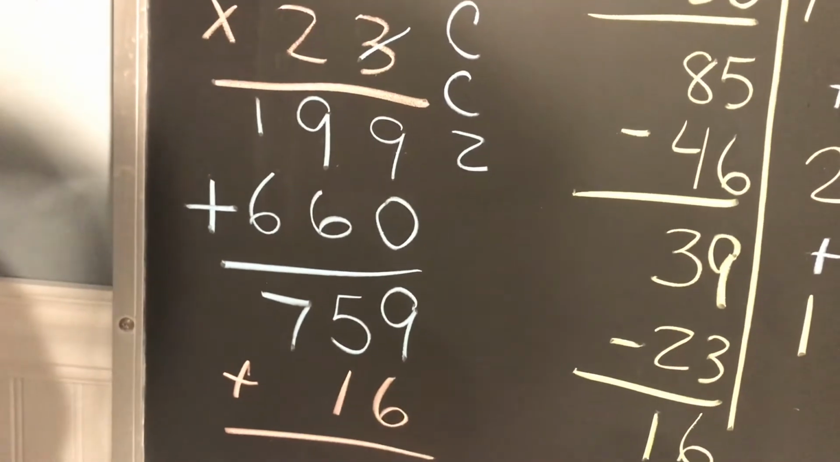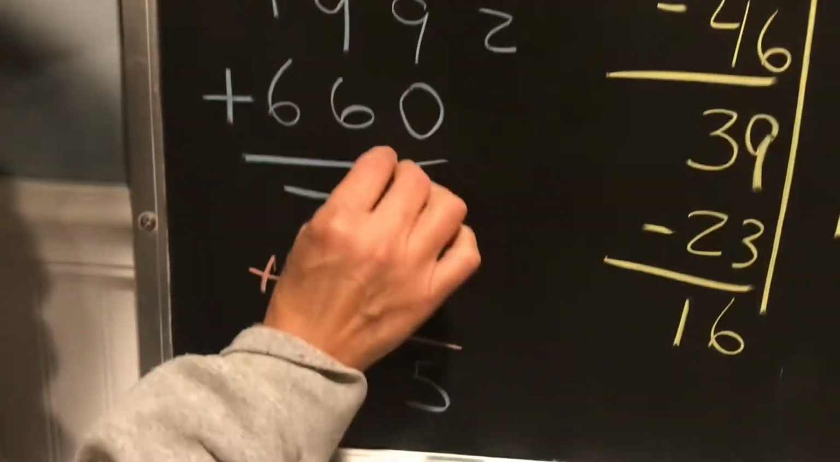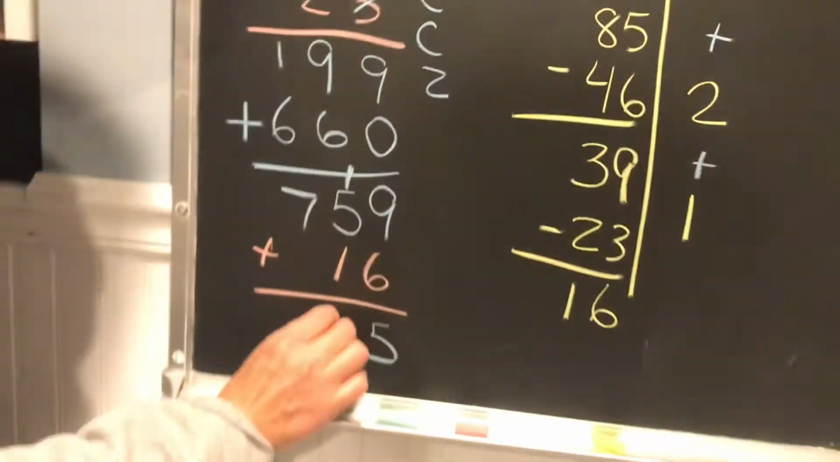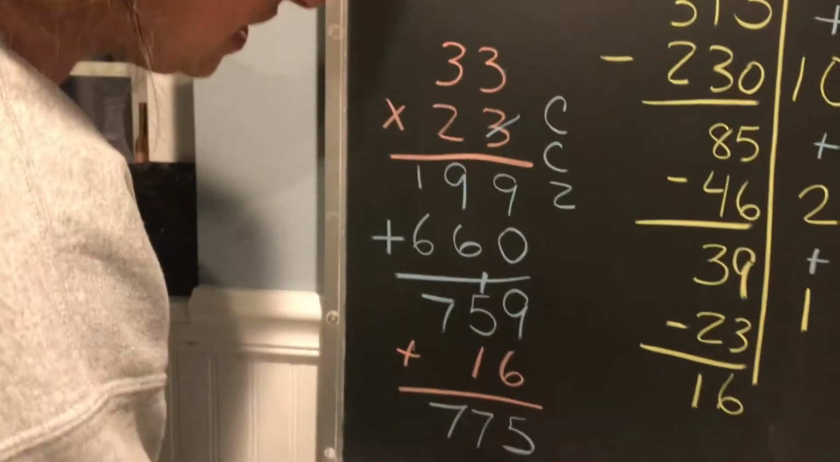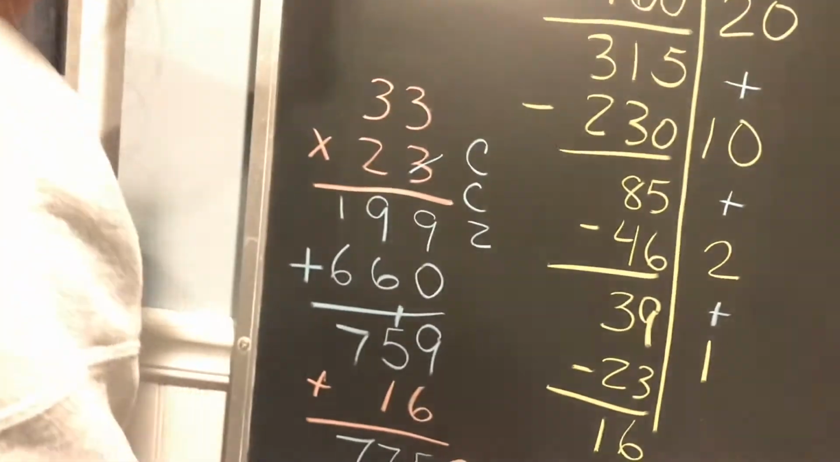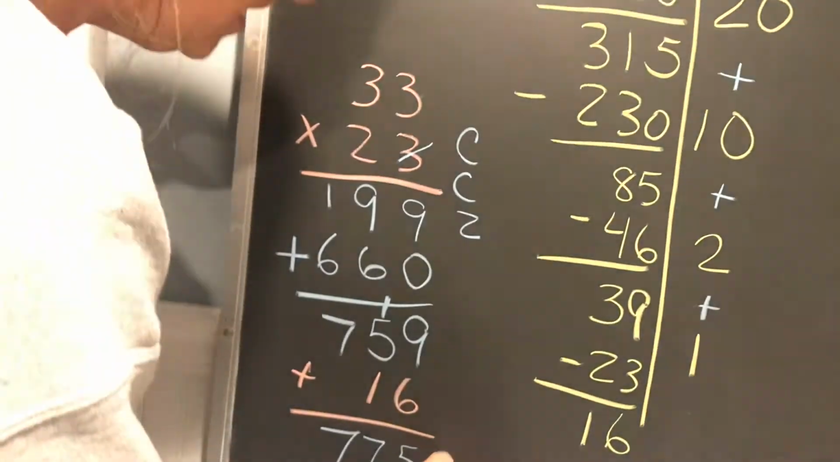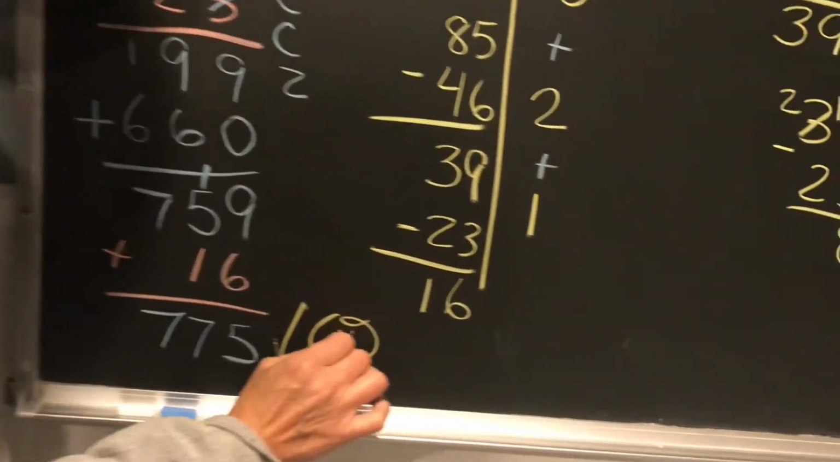9 plus 6 is 15. Carry my 1. Don't forget it. Is 7. 775. 775 matches my original dividend. Hooray, I'm happy. And I got it correct.